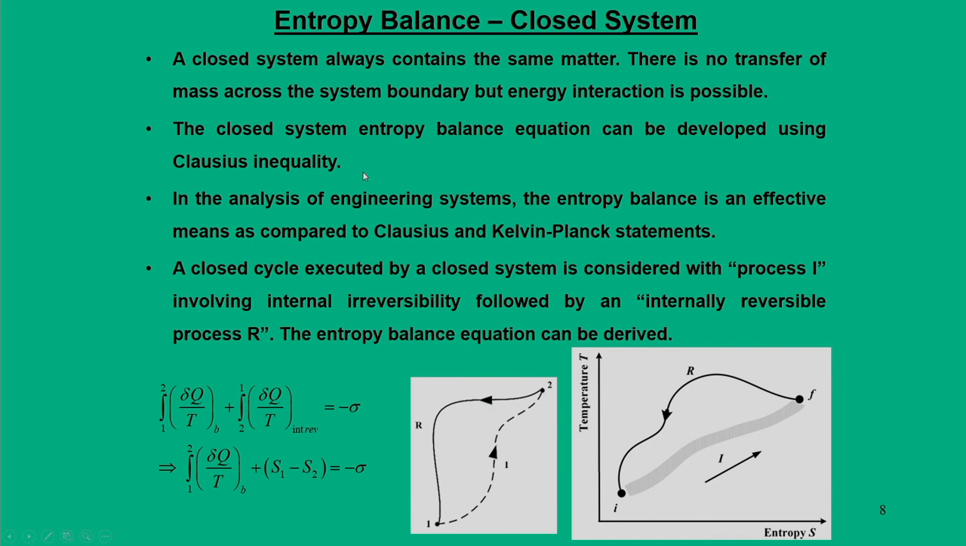In fact, prior to this we have analyzed the Kelvin-Planck statement and the Clausius statement. Based on their analysis, consider a closed system which executes two processes, one through an irreversible process, the other through a reversible process. What you see here is that a system undergoes a change of state from 1 to 2, first in an irreversible process, but it returns to point 1 again through a reversible process. In this way it completes a closed cycle.